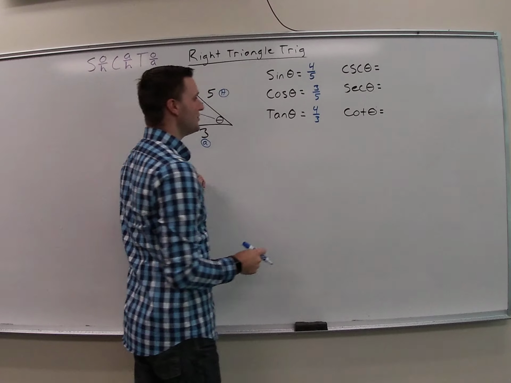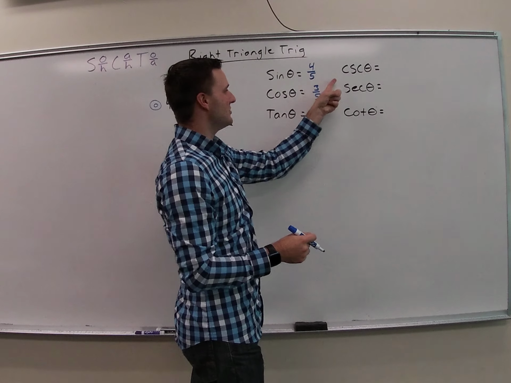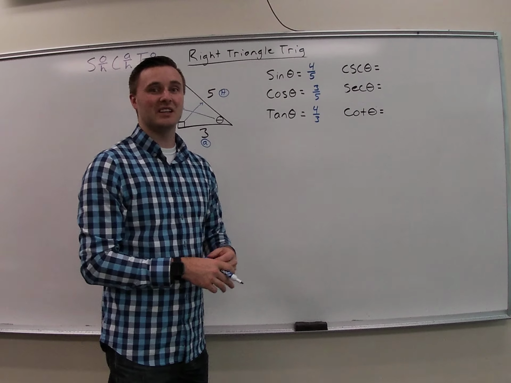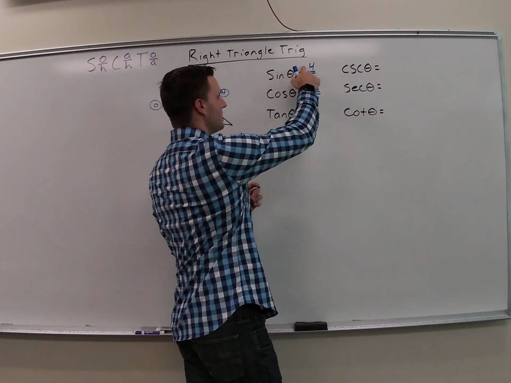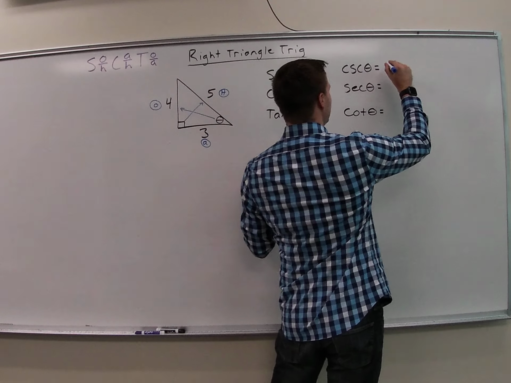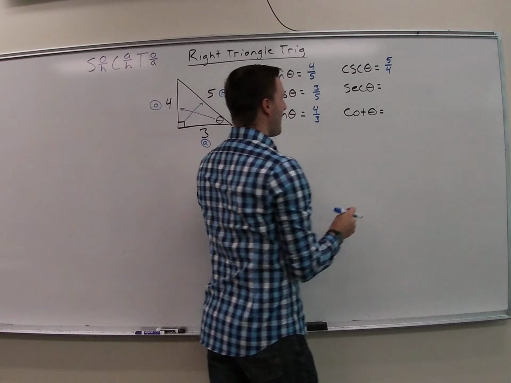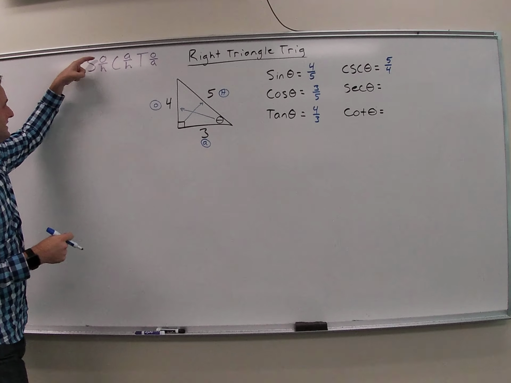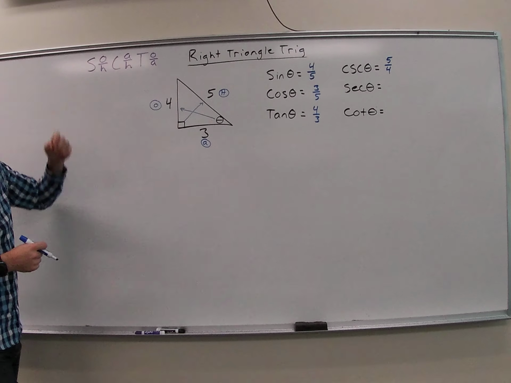Now what's nice is once you know sine, cosine, and tangent, then you automatically know cosecant, secant, and cotangent because it's just the reciprocal of them. So if sine was 4 over 5, then cosecant would be 5 over 4. Making cosecant, instead of sine being opposite over hypotenuse, cosecant would be hypotenuse over the opposite.